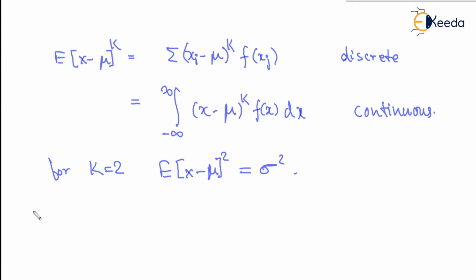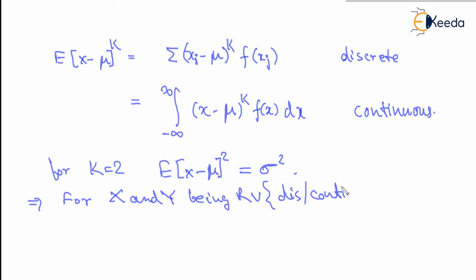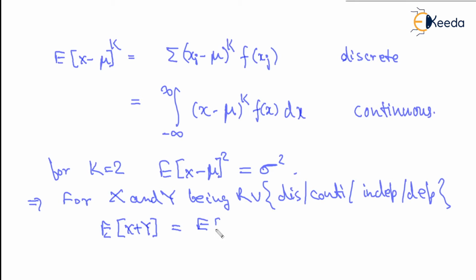Now for x and y being random variables, which are discrete or continuous, or maybe independent or dependent, in all such cases E of x plus y can be given as E of x plus E of y, and of course it can be extended to any number.